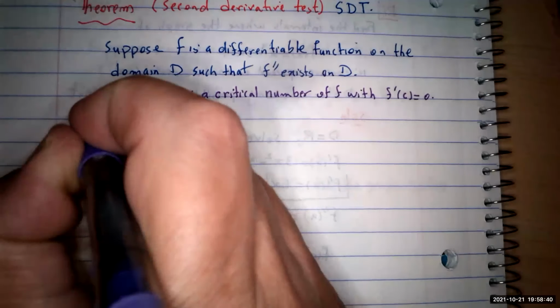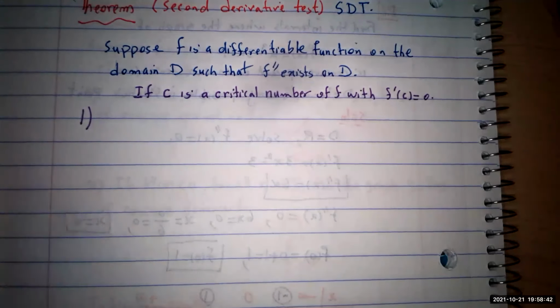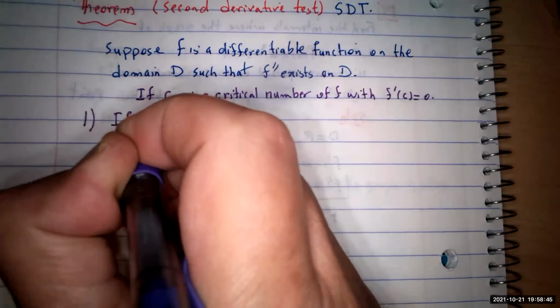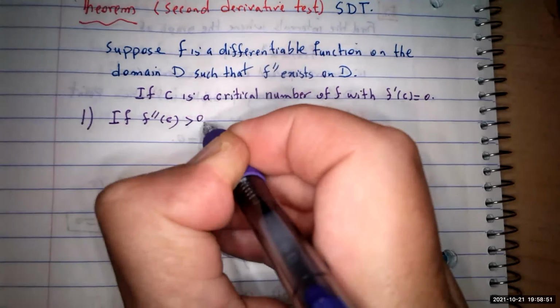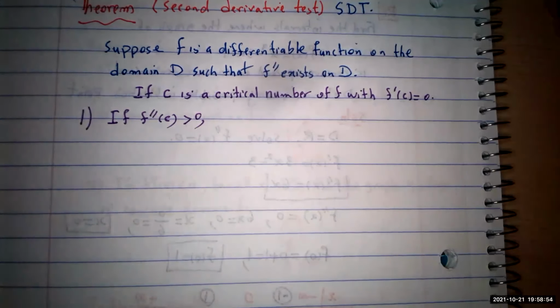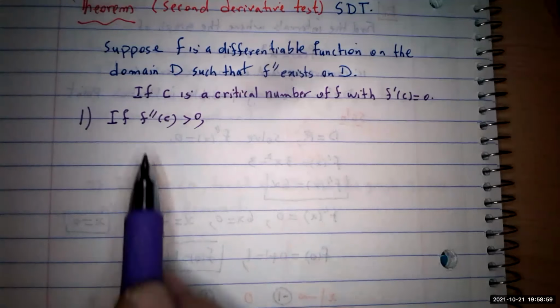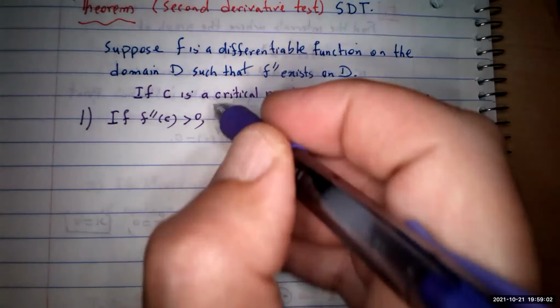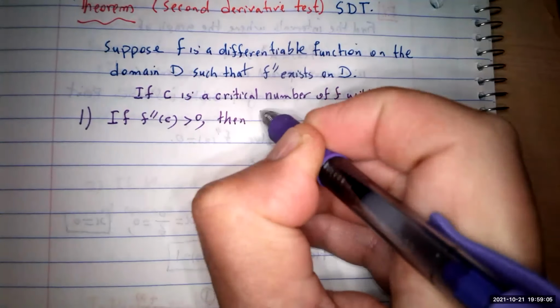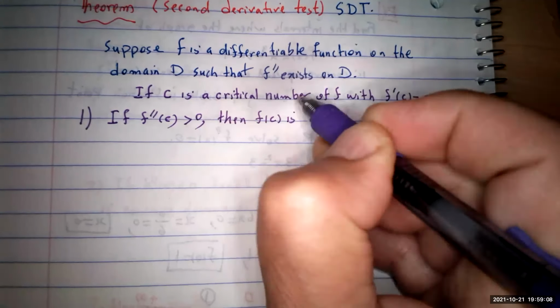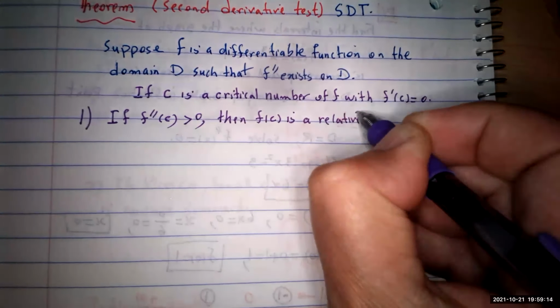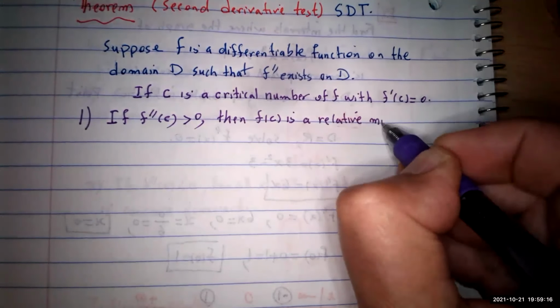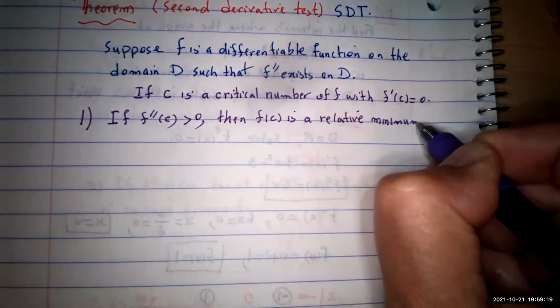The first one: you find the second derivative and you evaluate it at C. If F double prime of C is positive, remember, F double prime is concavity. Positive means up, and up we get a minimum. So if F double prime of C is positive, then F of C is a relative minimum. That's it.